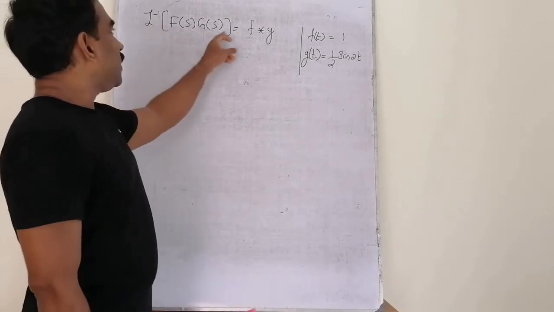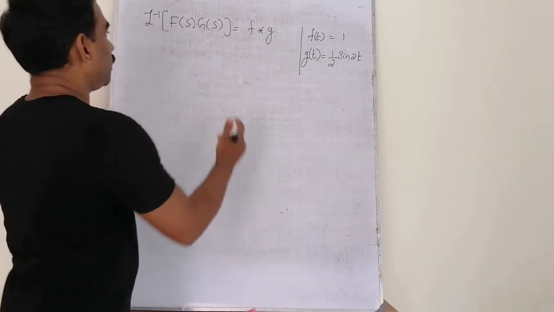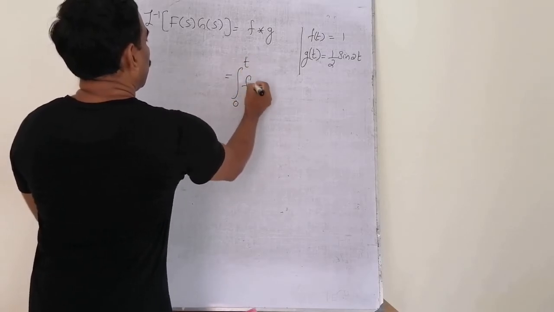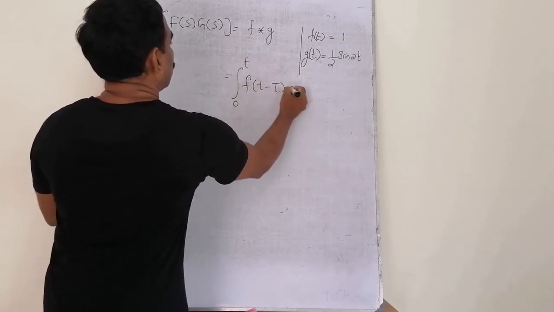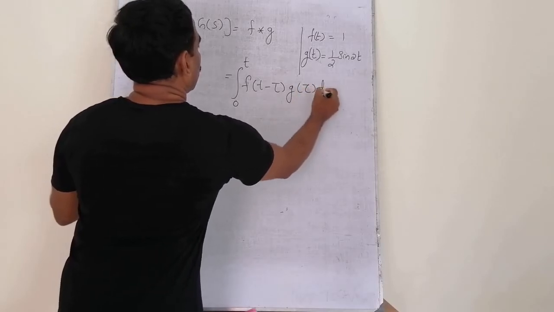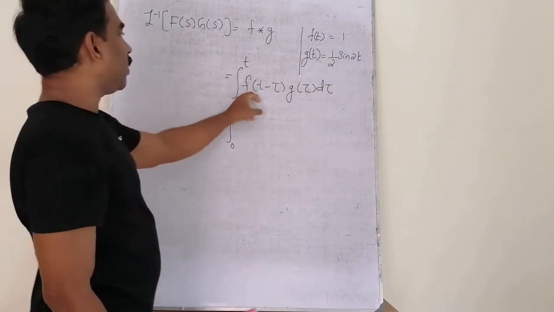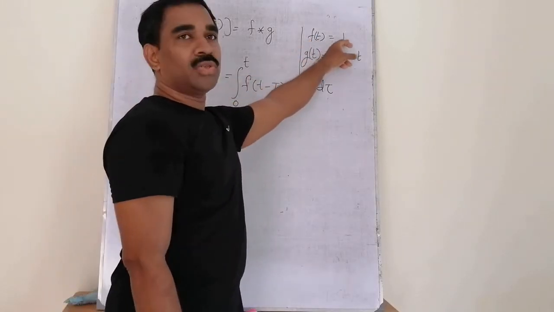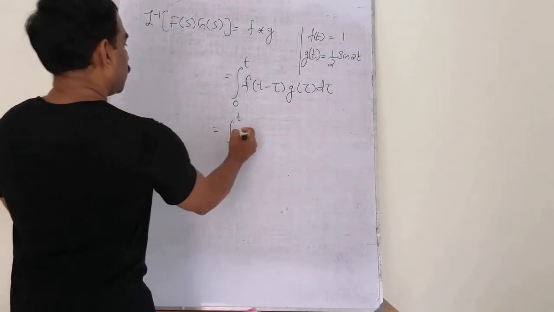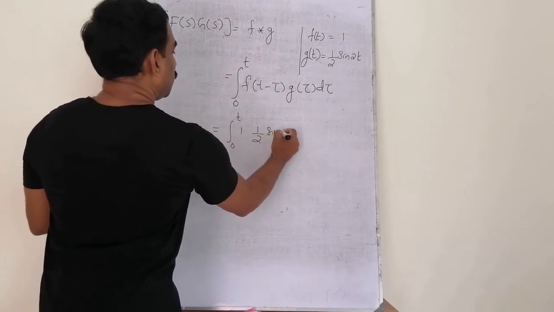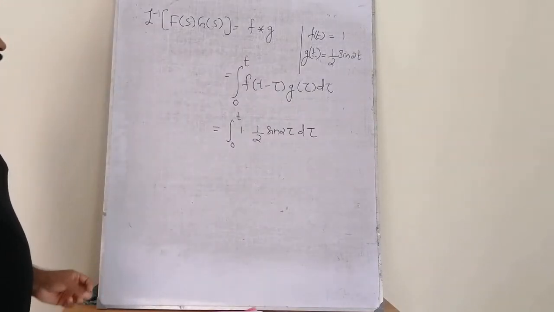That is L inverse of F(s)G(s) is equal to the convolution product f star g. So according to the definition of convolution product, this is integral 0 to t f of (t minus tau) into g of tau d tau, equal to integral 0 to t f of (t minus tau), and here f(t) is a constant function, so the translated function is also 1, into g of tau, which is half of sin 2 tau d tau.